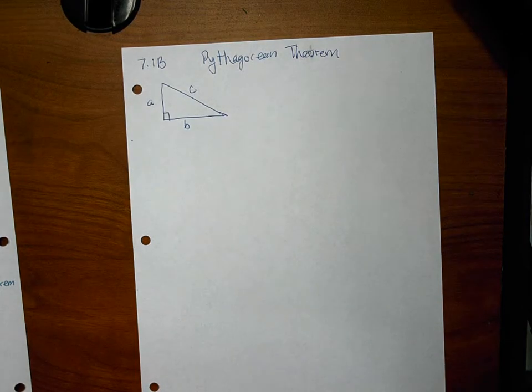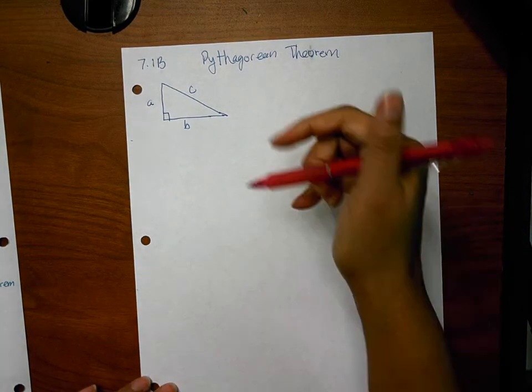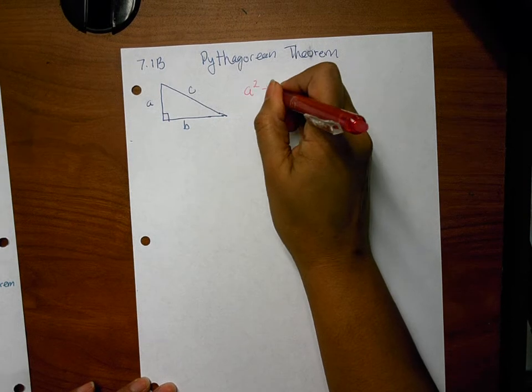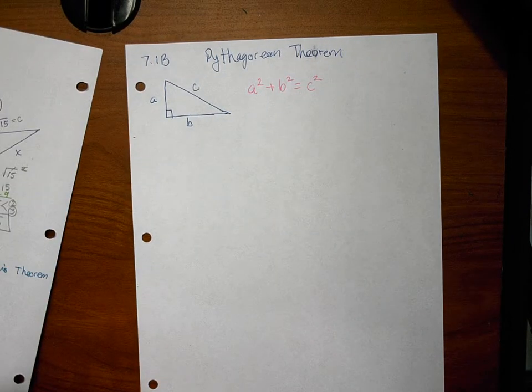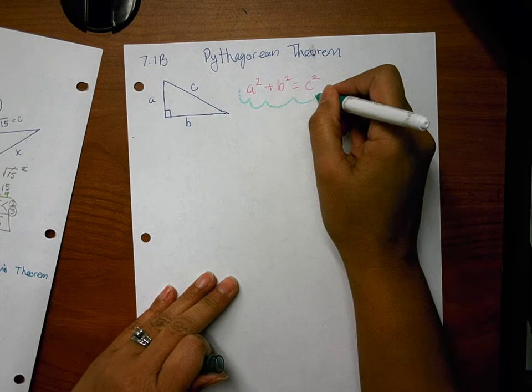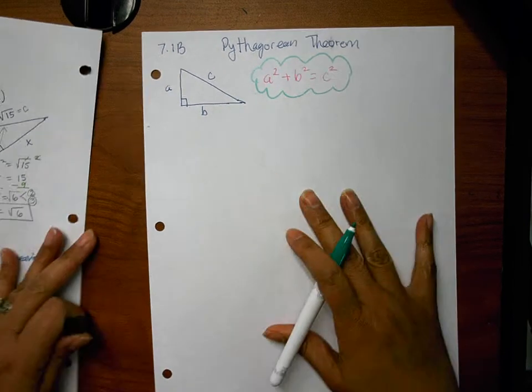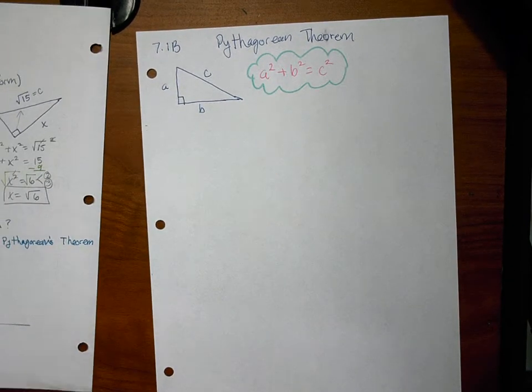Okay, so the formula, if you remember Pythagorean theorem, we have worked with it a little bit in this class. A squared plus B squared equals C squared. All right, so that is something you will need to remember and know how to use for this upcoming test.